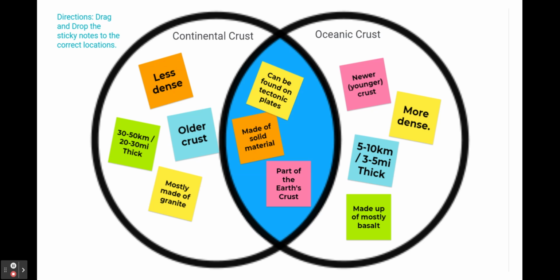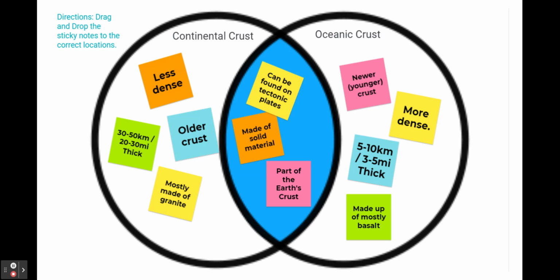They're mostly different, but the things that they have in common is that they can both be found on tectonic plates. They're both made of solid material, and they are both part of the Earth's crust. But continental crust is less dense and it's older. It's also much, much thicker, and it's made of granite. Whereas oceanic crust is newer, younger crust.